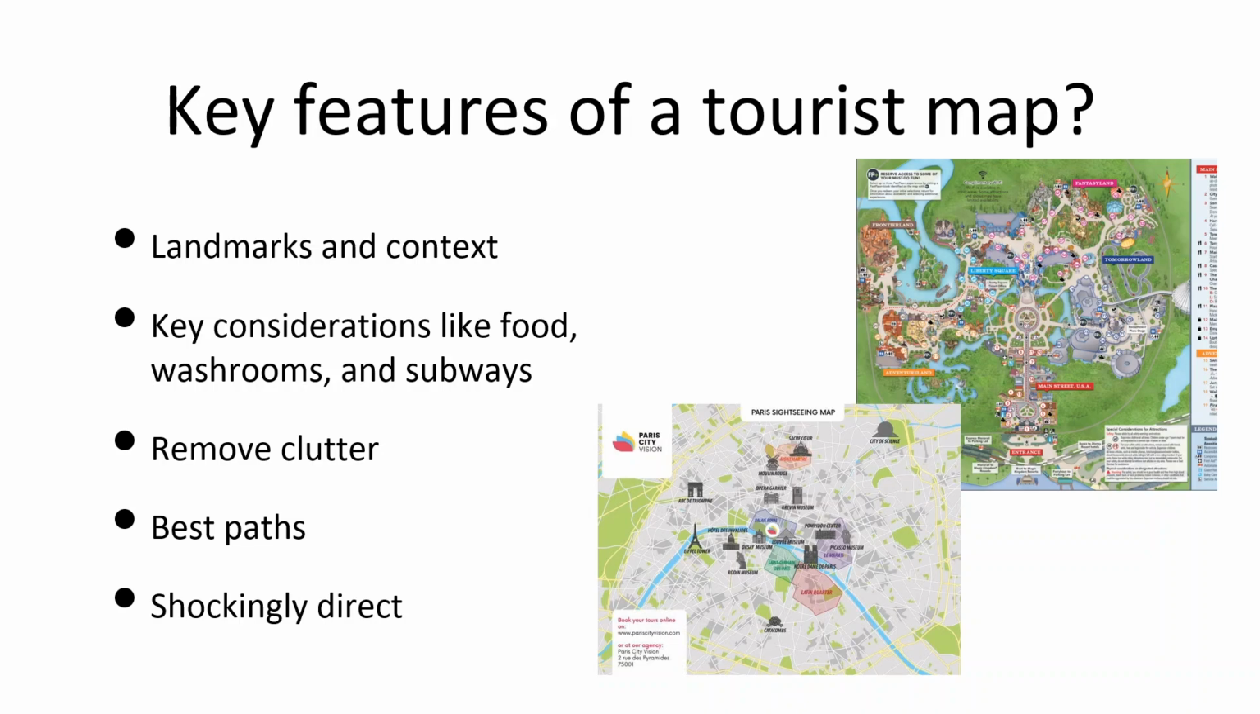I want the landmarks. I want context. I want some key considerations, especially if I'm zoomed in. It might be like food, washrooms, where the subway is, the river. Right? I want to remove any amount of clutter. The roads are there. They sort of help a little bit, but I actually do not want to see the road names. I don't want to see, you know, if there's a sidewalk or anything like that.